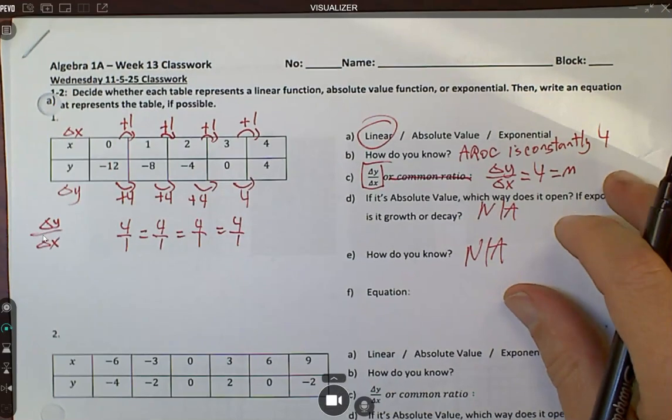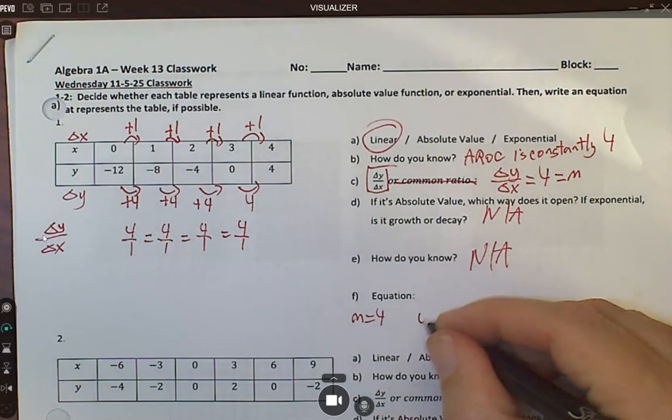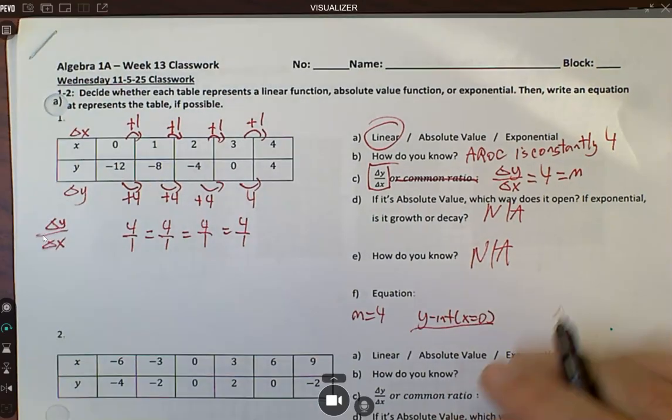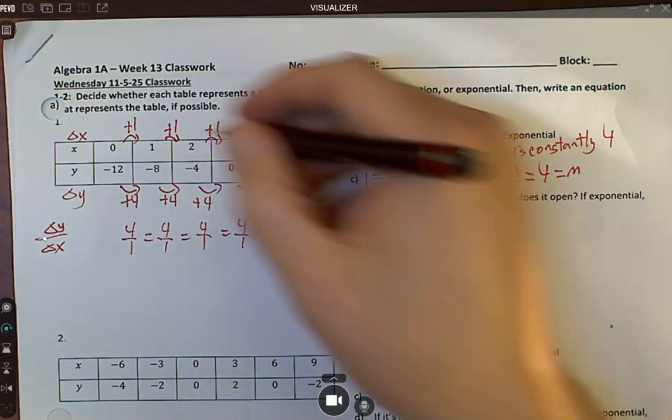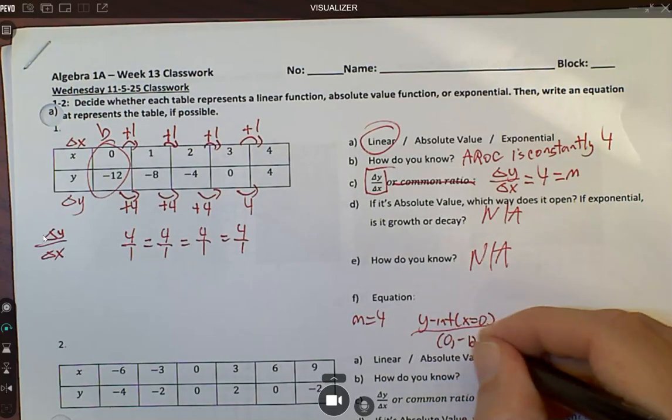Okay, it says write a... so we know m is 4. Y-intercept, where x is 0. Anytime I can get it in slope-intercept, I do. So here's b. Put it together.